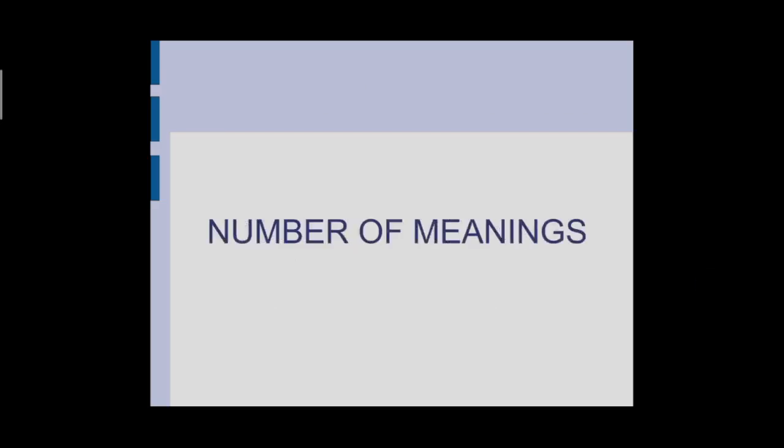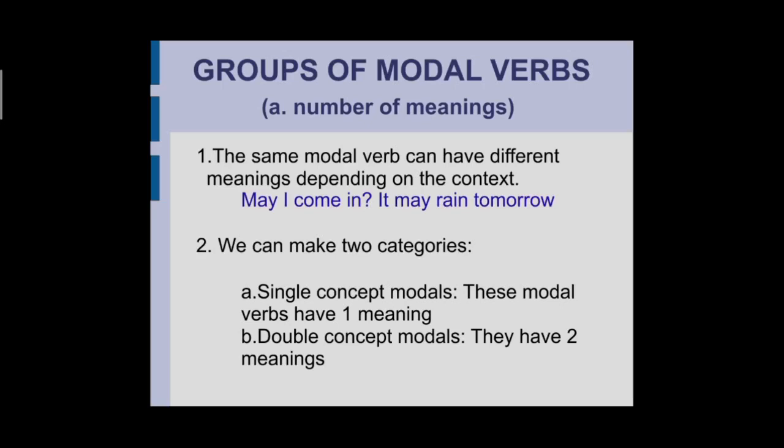Let's move forward. Number of meanings. Now the first aspect. The same modal verb can have different meanings depending on the context. May I come in? It may rain tomorrow. Now these are two different sentences with the exact same modal verb. Now let's take a look at what the difference is in between two sentences. Single concept modals. These modal verbs have one meaning, and double concept modals have two meanings.